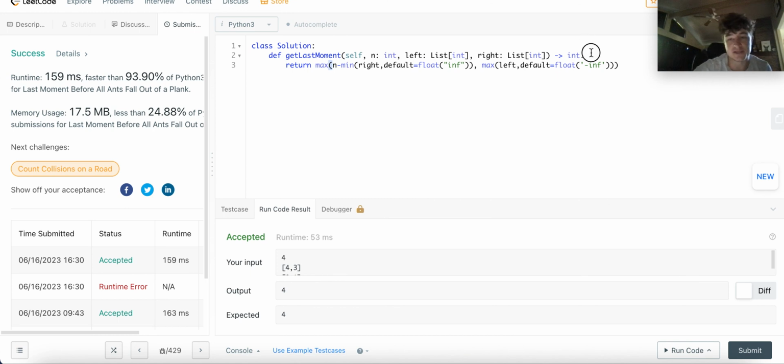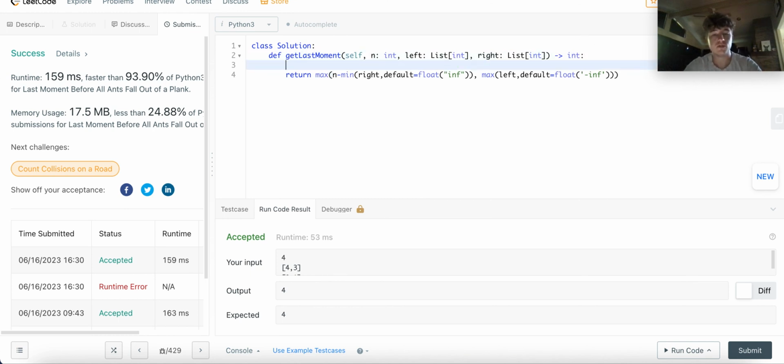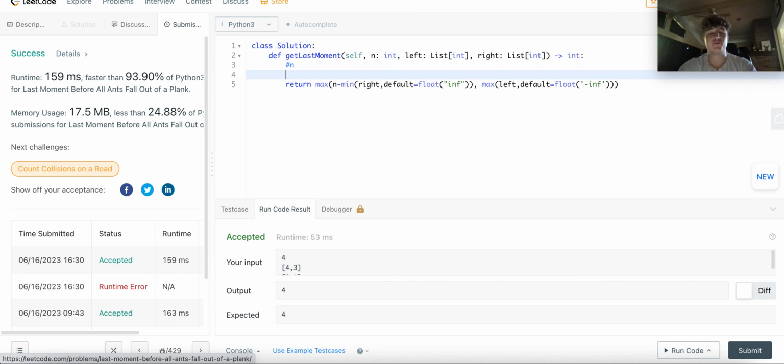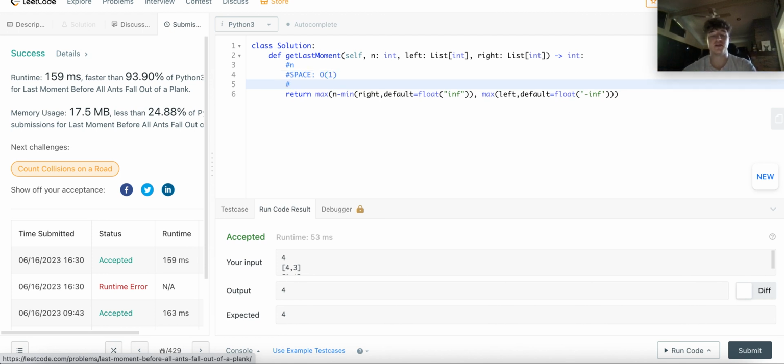So what's the runtime and space of this solution? Well, left is just the ones going left. There can only be n going left at most and at most n going right, so we can just look at it in terms of n. For space, that's pretty easy, because we don't create anything. We just find maxes and mins, so that's constant space. We don't even create any variables. And then for time, we have to look at all the right elements and all the left elements, and there could be at most n, right?